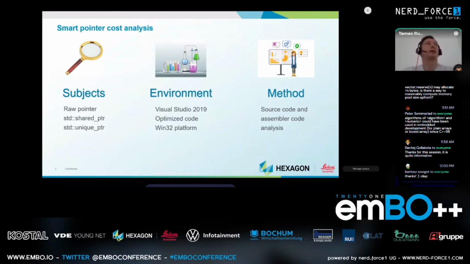I was curious how using smart pointers compares to raw pointers. The subject of this investigation was comparing the shared and the unique pointer versus the raw, normal asterisk pointer. The environment for this experiment was Visual Studio with optimized code. For the method, I did not use a profiler tool; I analyzed the C++ source code and also the assembler code that was generated from it.